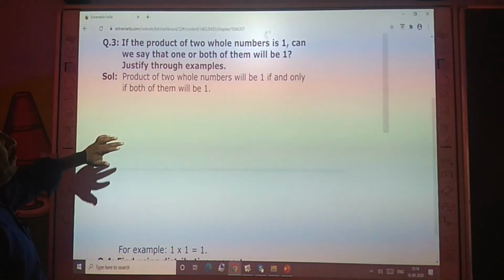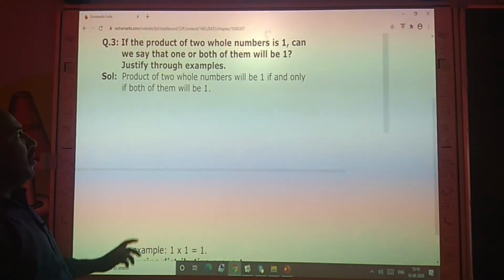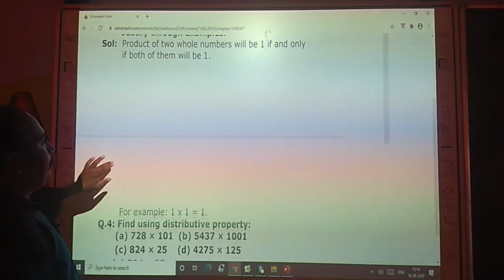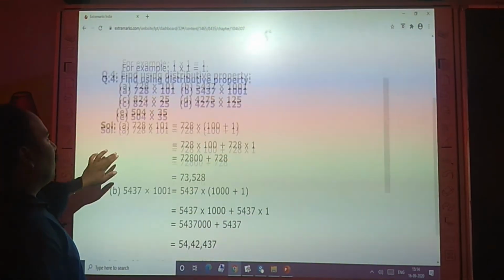Next one, question number 3. The product of two whole numbers is 1. The one and only condition is 1 into 1 is equal to 1. The product of two whole numbers will be 1 if and only if both numbers are 1. 1 into 1 is equal to 1.